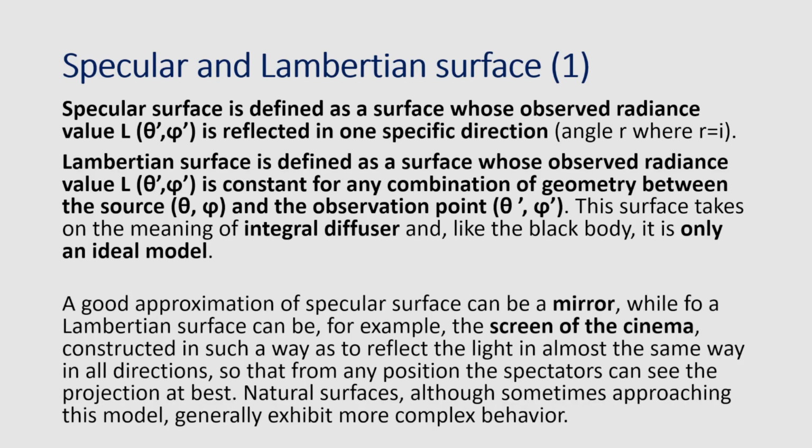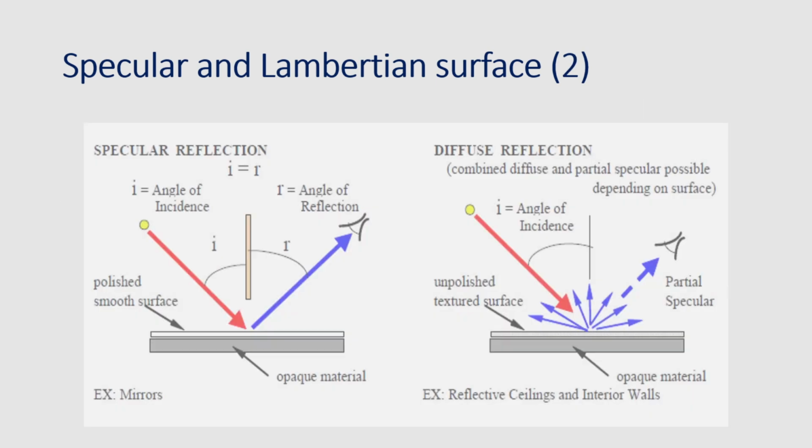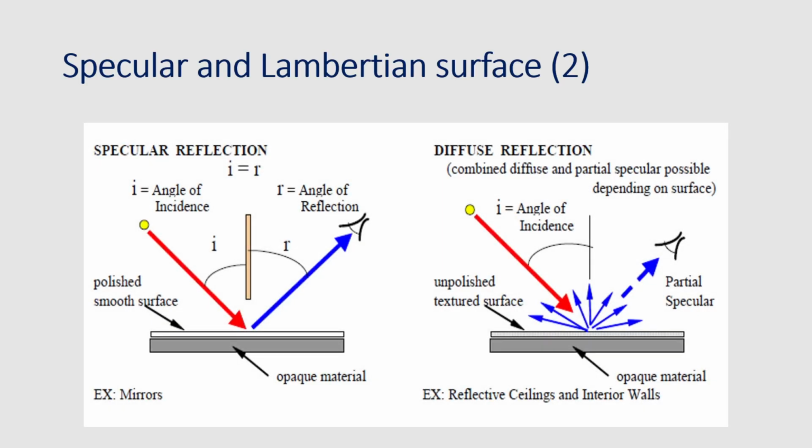A good approximation of specular surface can be a mirror, while for a Lambertian surface can be, for example, the screen of the cinema, constructed in such a way as to reflect the light in almost the same way in all directions, so that from any position the spectators can see the projection at best. Natural surfaces, although sometimes approaching this model, generally exhibit more complex behavior. In the following slide, specular and Lambertian surfaces.